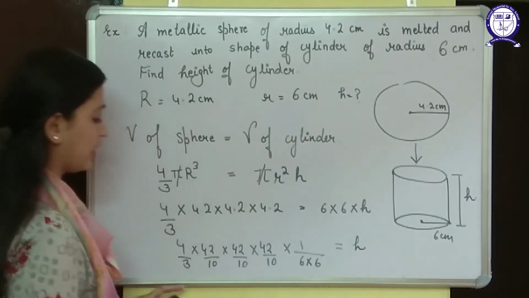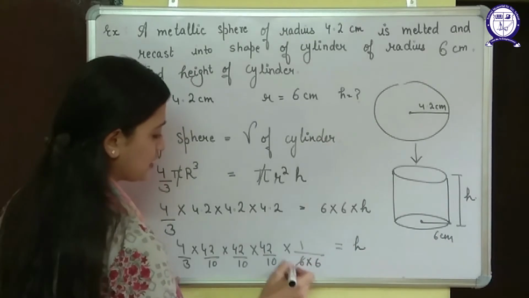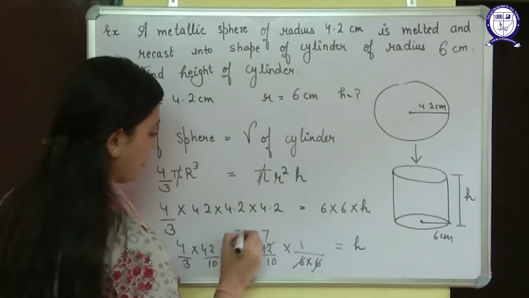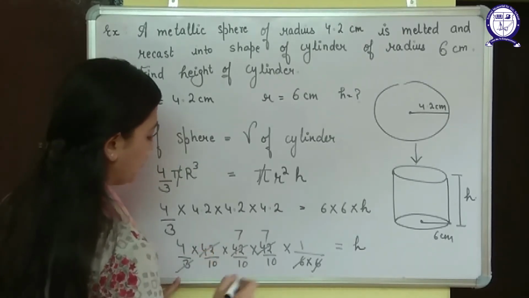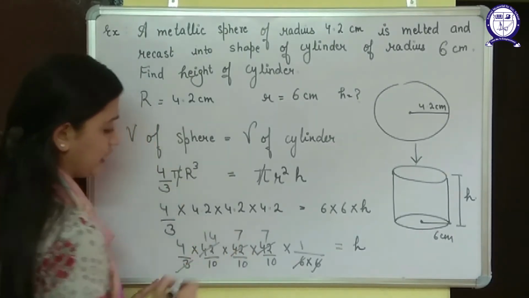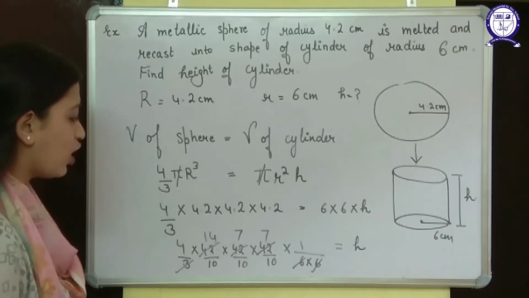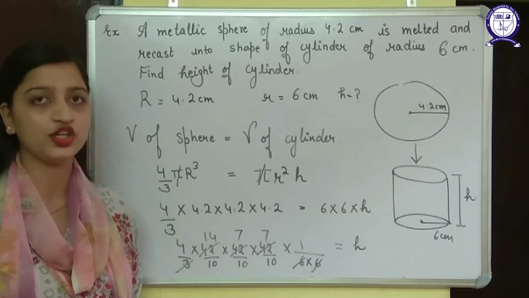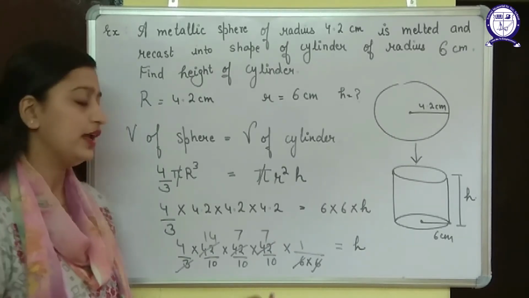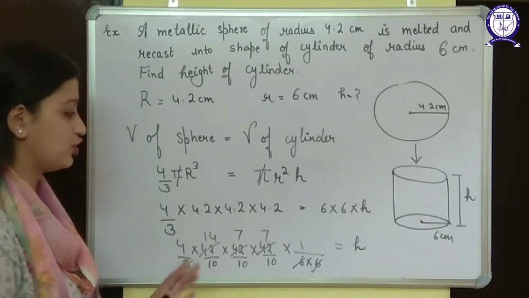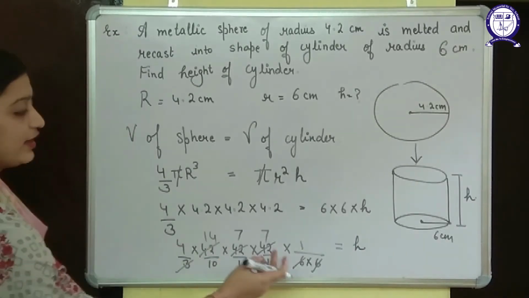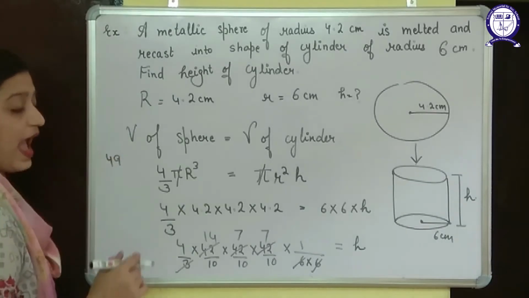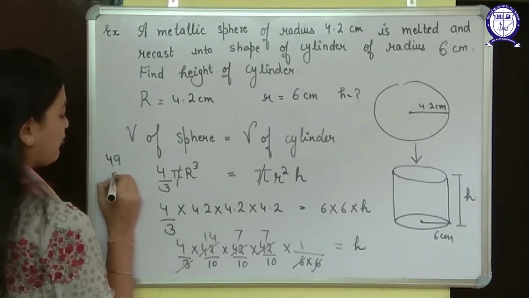So now let's calculate it. First of all, 6 and 42, this will be at 7, 7, and 3 and 42 will be at 14. Okay, I'm not eliminating these 10 because then I will get 5 in the denominator and I need to divide it. Here I can simply put the decimal. So now let's calculate it. 7 into 7, that is 49. And 14 into 4, this is my 56.